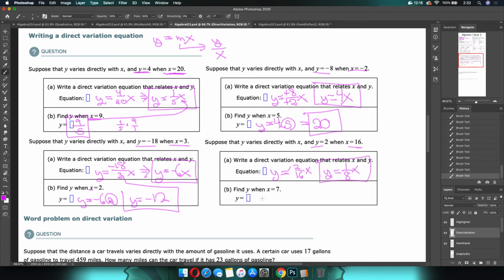Then we're plugging it in when x equals 7. So we have y equals 1/8 times 7 over 1. Multiply across. 1 times 7 is 7. 8 times 1 is 8. And our final answer is 7/8. That's 3 out of 4 topics.